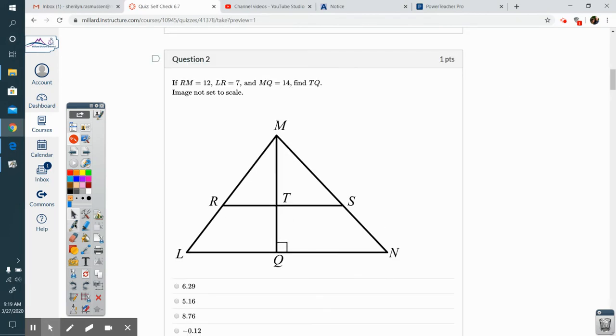Question 2 has one a little bit different. RM right here is 12. So label that. LR, this section right here is 7. MQ, this whole thing right here is 14. And it wants us to find TQ right here. I'll label it X just so that I know what I'm trying to find. And so because these are similar triangles, you've got the right angles here, you've got the same angles going on here. You just set this up in a proportion.